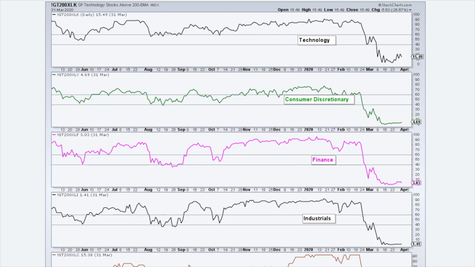So if we look at this here, we can see that XLK, we got up to 20%, but fell back.